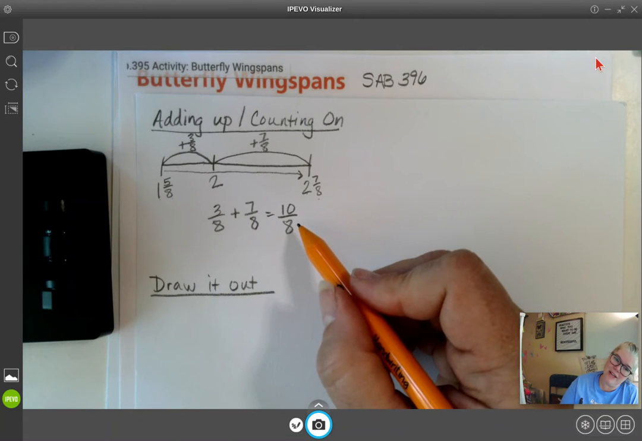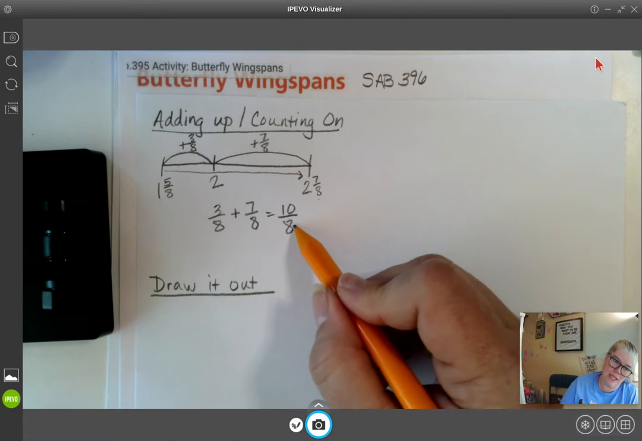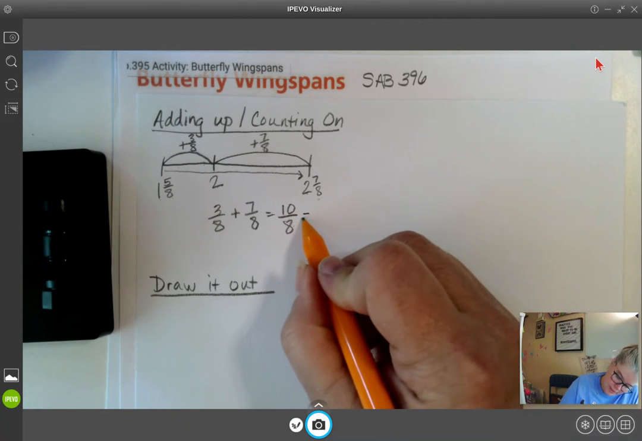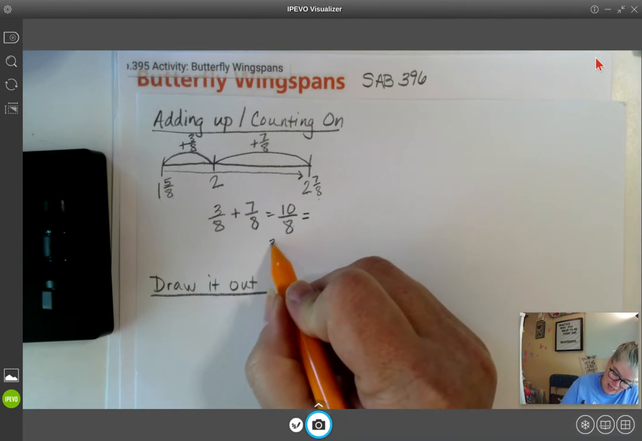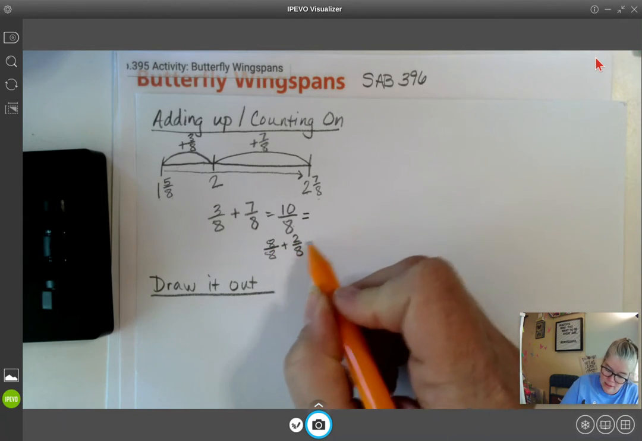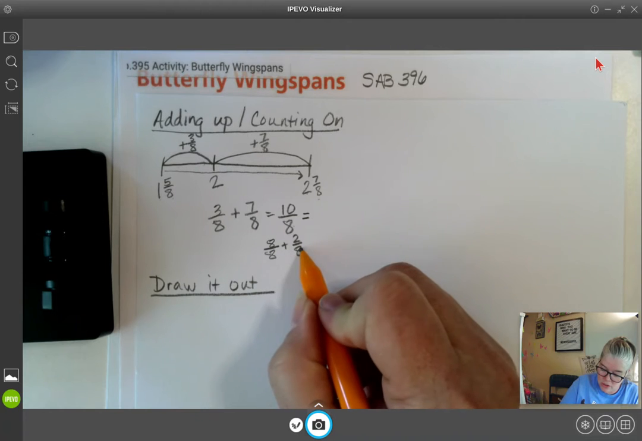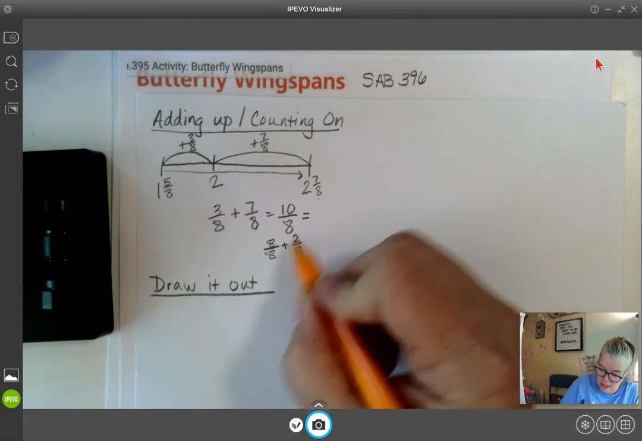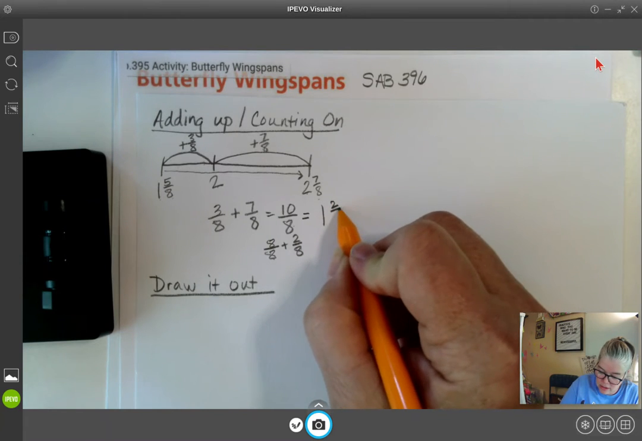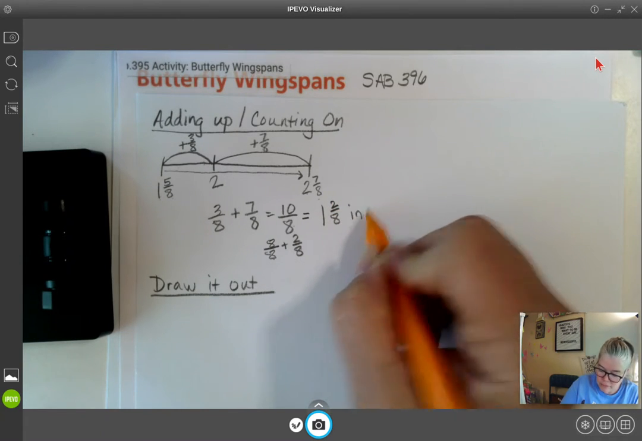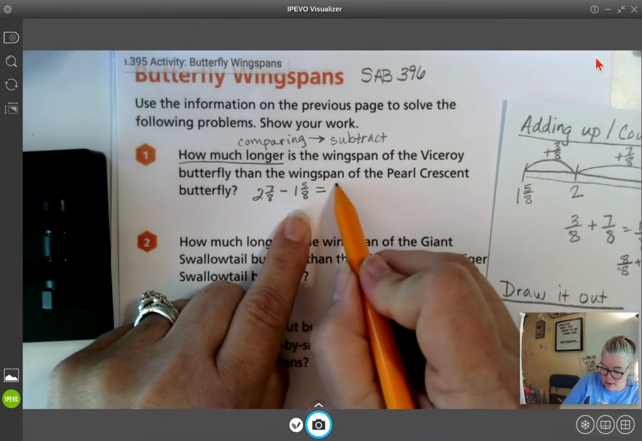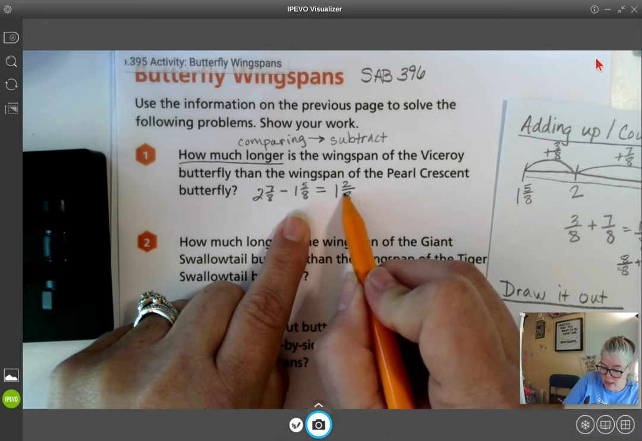But when I look at that fraction and I see the numerator is bigger than the denominator, I know I can say that as a mixed number too. So I can think of my 10/8 as 8/8 plus 2 more eighths. So 8/8 plus 2/8 would be a whole and another 2/8. So I have 1 2/8 inches. So that's one way that I can find the answer to this subtraction problem, 1 2/8 of an inch.